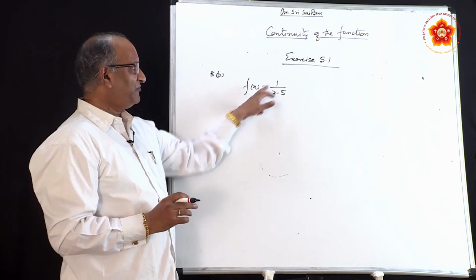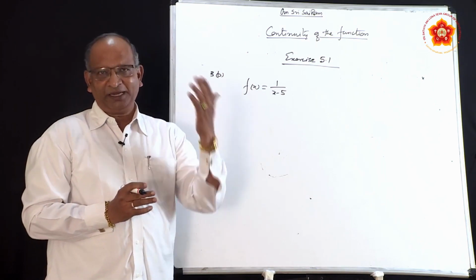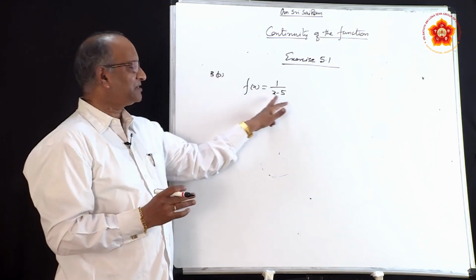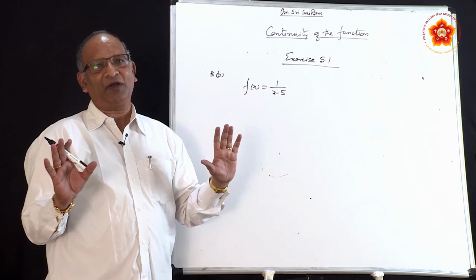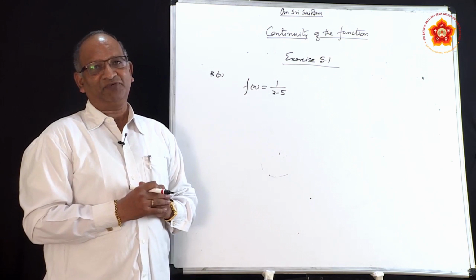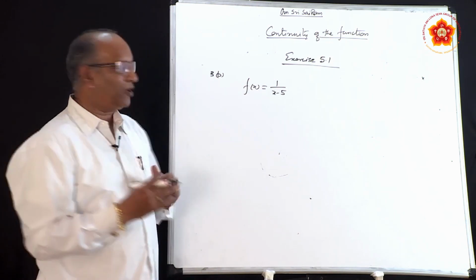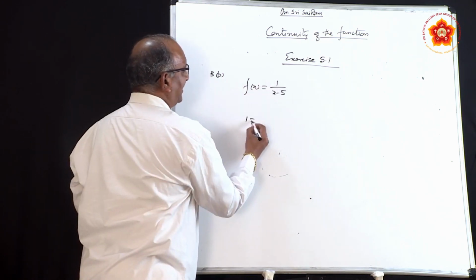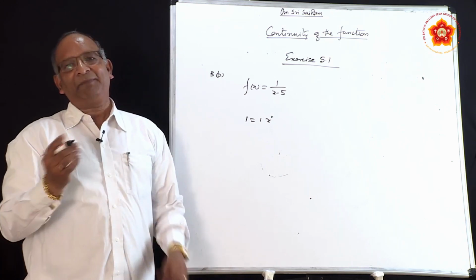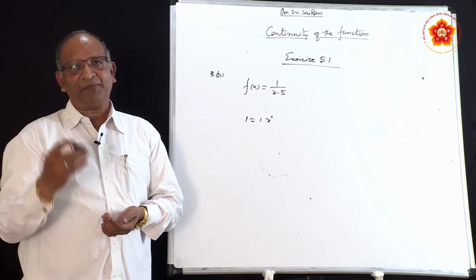You can see that the given function is a rational function. What do you mean by rational function? Where the numerator is a polynomial, the denominator is also a polynomial. You are familiar with x minus 5, so there is no difficulty to understand that the denominator is a polynomial. How do you say the numerator is a polynomial function? The numerator is also a polynomial function because it is a constant function. Every constant can be written as, for example, 1 can be written as 1 into x to the power 0. So that also happens to be a polynomial function. Polynomial function divided by polynomial function.